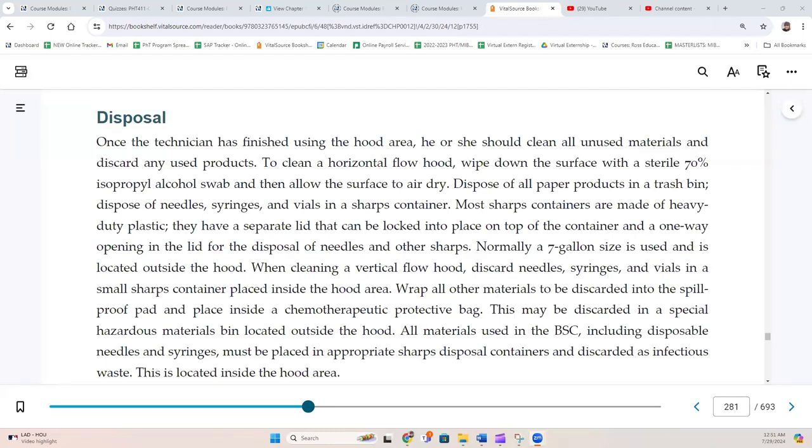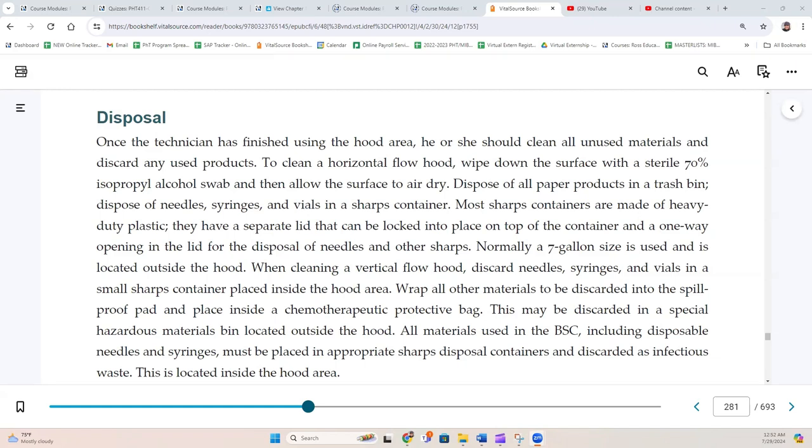Once the technician has finished using the hood area, he or she should clean all unused materials and discard any used products. To clean a horizontal flow hood, wipe down the surface with a sterile 70% isopropyl alcohol swab and then allow the surface to air dry. Dispose of all paper products in a trash bin. Dispose of needles, syringes, and vials in a sharps container. Most sharps containers are made of heavy duty plastic.